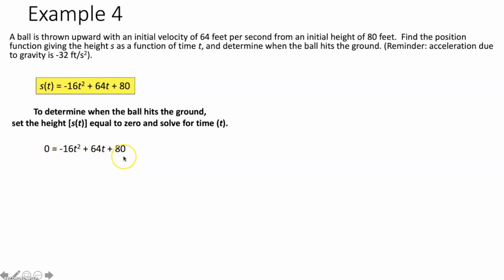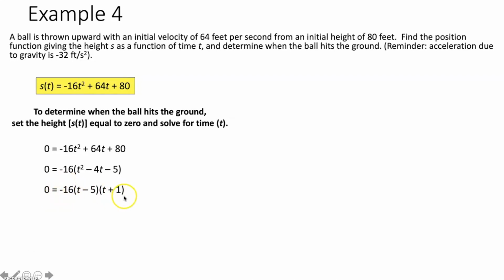Well, I can factor out a negative 16 from each of these terms, and now I have a quadratic trinomial that I know how to factor. I can use a magic x, I can use box method, I can use guess and check, factor by grouping. However you do it, we end up factoring t squared minus 4t minus 5 into the quantity t minus 5 times the quantity t plus 1. Remember, that's still multiplied by negative 16.